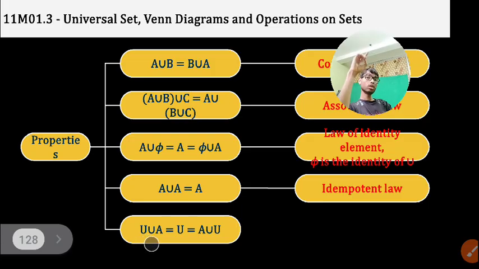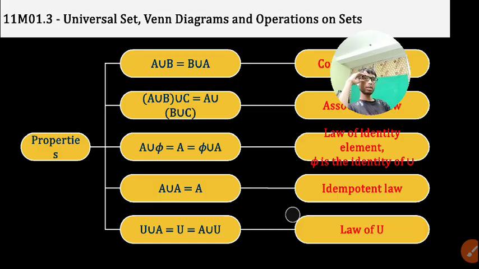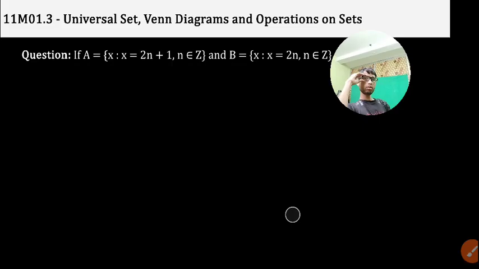Universal union A is equal to U, because A is a set and universal is a big set which will contain A set also. That's why this will be equal to this, and this is just opposite of this. Both will be equal. Law of U. Ready for concept.